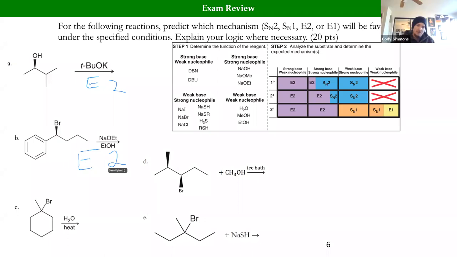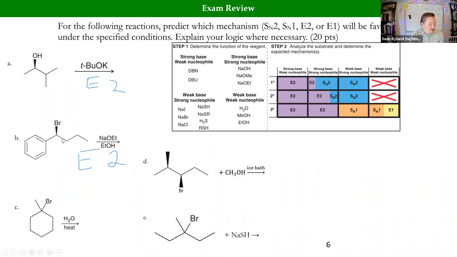Does the protic solvent come into play there at all? The protic solvent is going to stabilize the nucleophile more, right, than normal. And in a protic solvent, we stabilize the nucleophile more. So I don't believe it does in this case because it's a secondary benzylic.